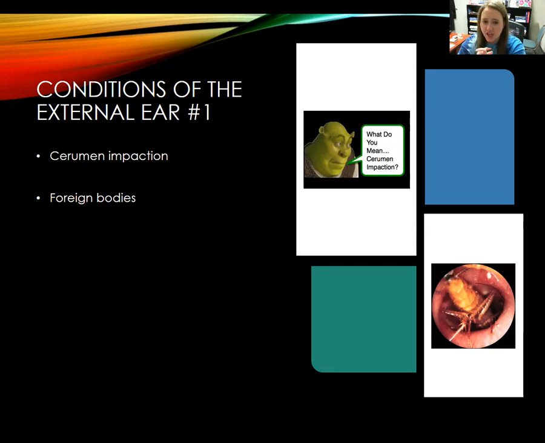We can remove it with irrigation, suction, and instrumentation, just like we do the wax. Objects that can swell.